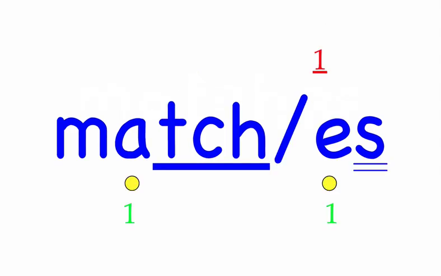Match-es. TCH must follow the short vowel. It can never start a syllable, so we're going to divide the word as an exception to syllable rule 1. So we underline the 1 to indicate an exception is occurring here.